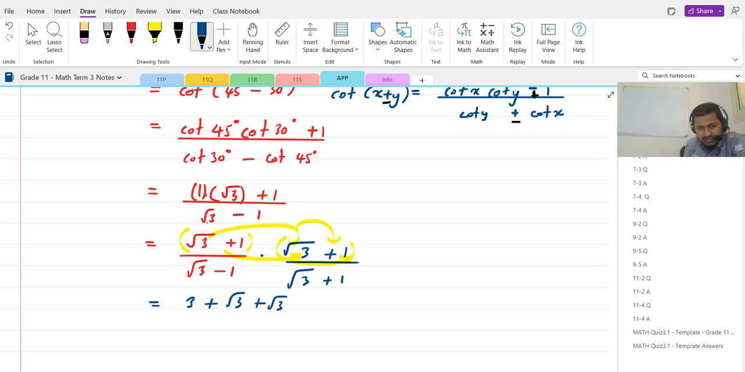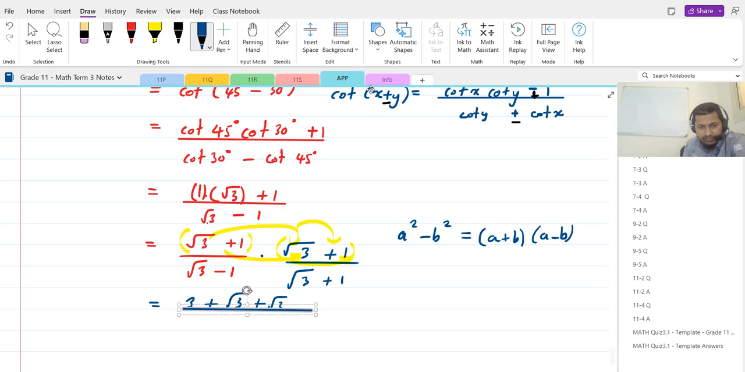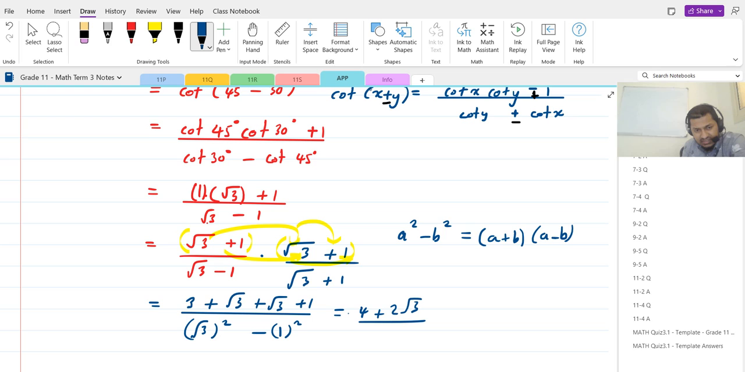Now this here becomes difference of two squares, remember, because a squared minus b squared is basically a plus b into a minus b. That's what I have. So if you square the root 3, we forgot to do one more term here. 1 times 1 is 1, so plus 1. If you square the root 3, that's root 3 squared minus 1 squared, right? That's your a, that's your b. Now if you simplify all this, you're getting 4 plus 2 root 3, and this is basically 3 minus 1, which is 2.